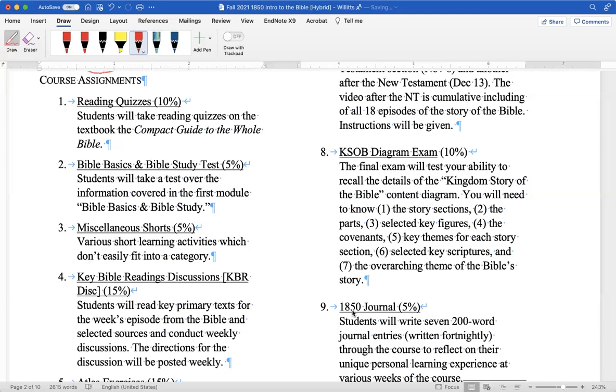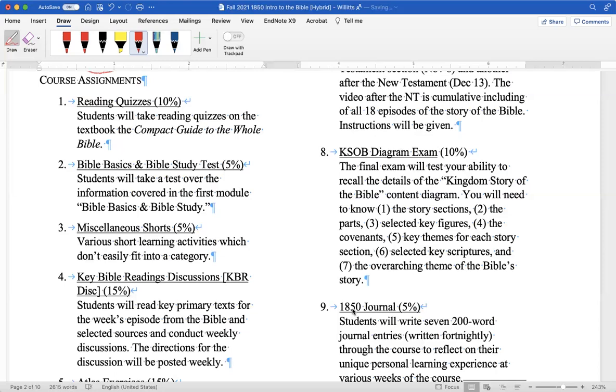Assignment 3, miscellaneous shorts. Various short learning activities I have you do don't easily fit into a category. So I have created a catch-all category where itsy bitsy assignments, like watch a 3-minute video and write 5 things you learned. That kind of short assignment will go in this miscellaneous shorts assignment category.